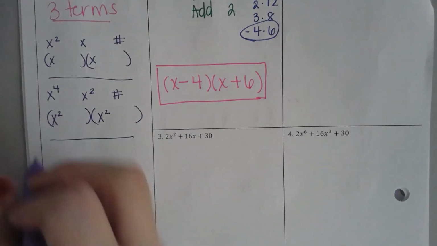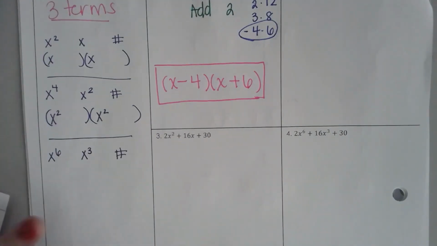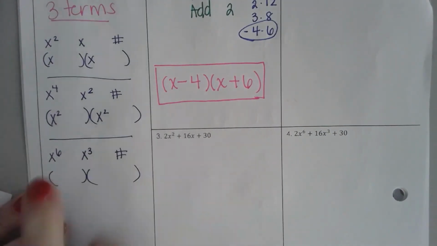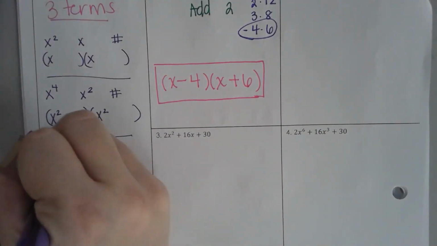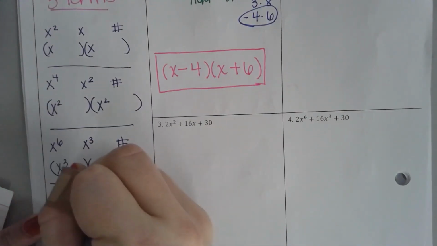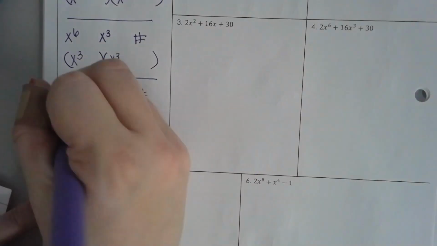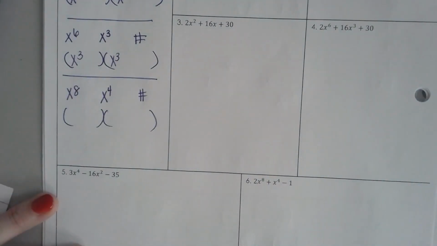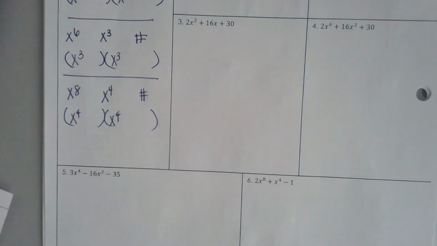If you have an x to the 6th and an x cubed and a plain number, any guesses on what's going to be in the parentheses? X cubed. If you have an x to the 8th and then an x to the 4th and then a plain number, any ideas on what's going to be in the parentheses? X to the 4th. There we go. Seeing the pattern. This only works if the first one is double the middle one and then it's just a plain number on the end.